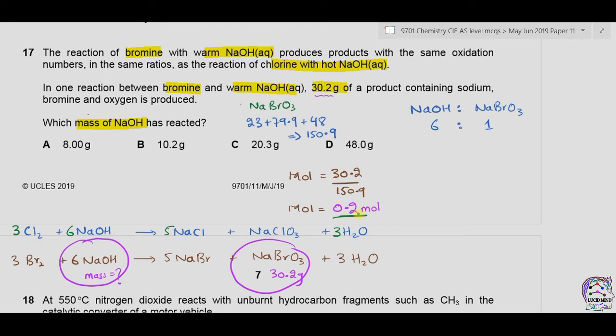We can put this value in the ratio given. So we can write 0.2 moles of sodium bromate is formed from X moles of sodium hydroxide. So by cross multiplying, X is equal to 6 into 0.2, which becomes 1.2 moles of NaOH.